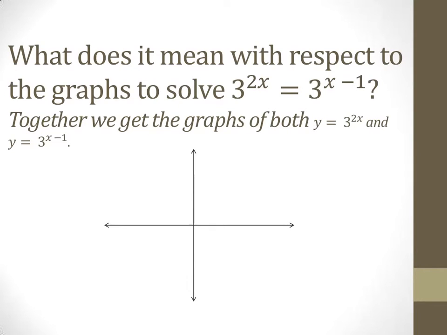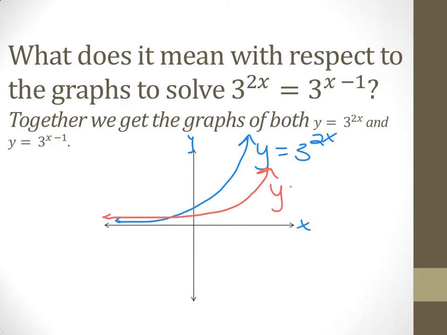So what does this really mean with respect to the graphs? We can graph each of these functions. So here is y equals 3 to the 2x. Our two axes are x and y. And then we have the function y equals 3 raised to the x minus 1, which is the basic graph shifted 1 to the right. Remember, x minus is the way you shift it. This one with a 2 multiplies that exponent and makes it grow faster.